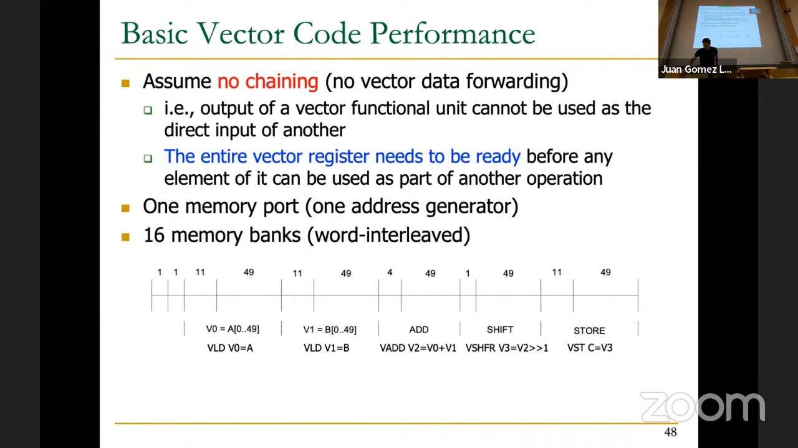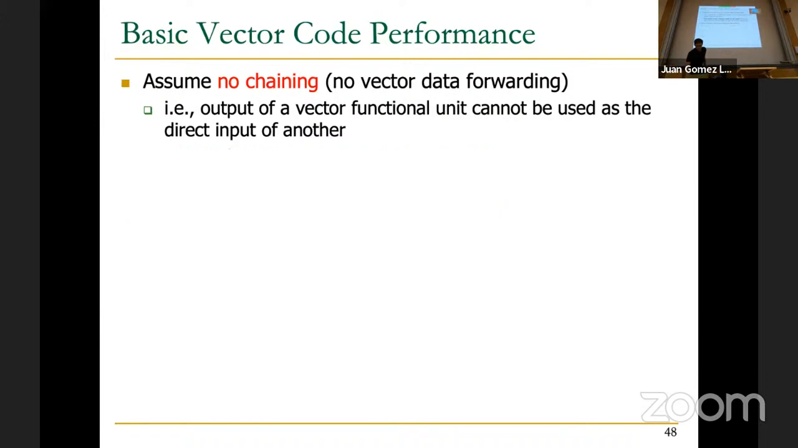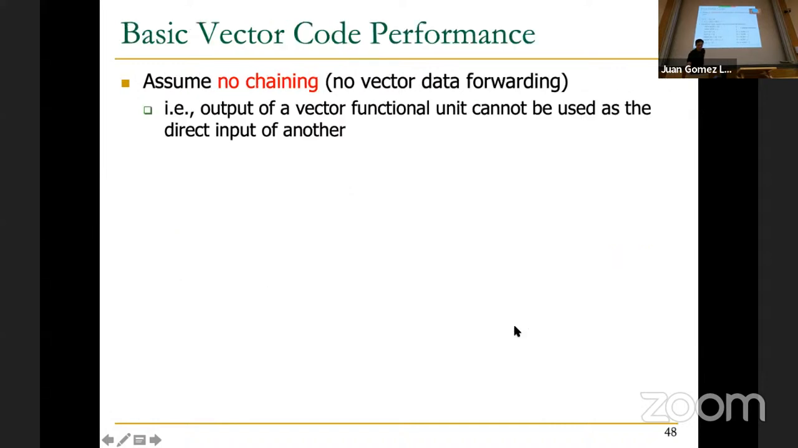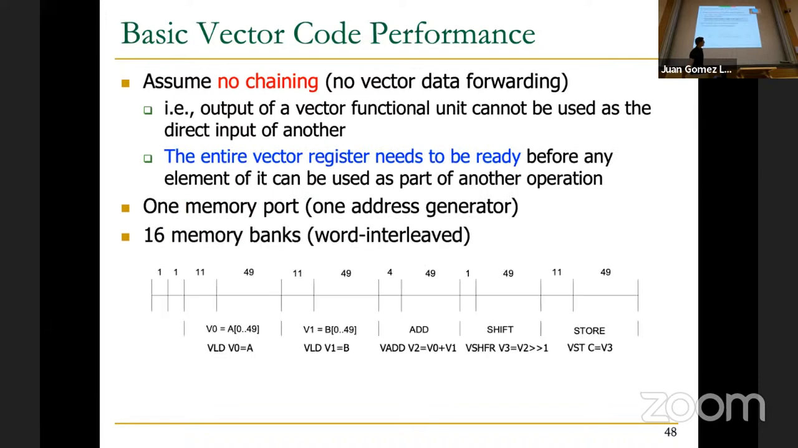It will be useful to have the code here, but let's very quickly go back. Remember, the first instruction sets the vector length equal to 50. This one takes only one cycle. The second move instruction, only one cycle. The next instructions take longer, like 11 cycles plus the vector length, 11 cycles plus the vector length, and so on, right? So this is how it looks in the timeline.